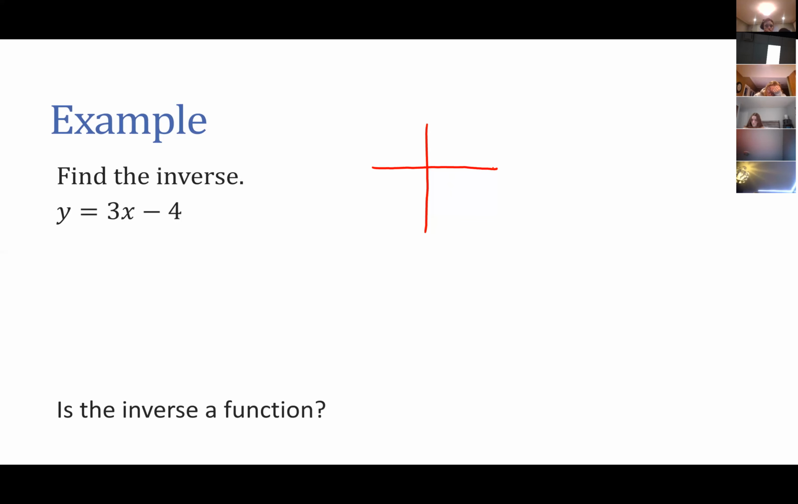3x minus 4, it's a line. It's a line with a slope of 3 and a y-intercept at -4. So down 1, 2, 3, 4. Slope of 3 means go up 3 over 1. That's what it looks like. If I try the horizontal line test, it's only going to hit once no matter where I put my horizontal line in. Since it only hits once, yes, the inverse will be a function.